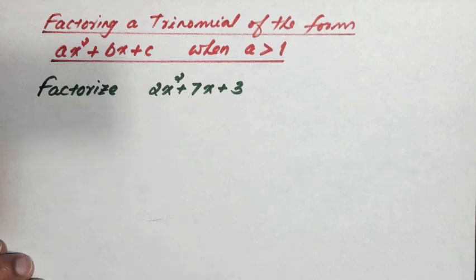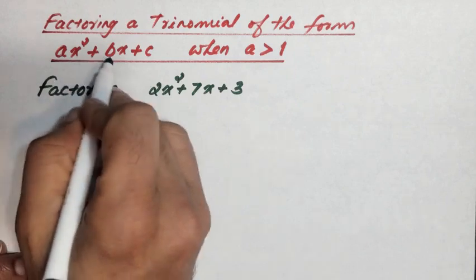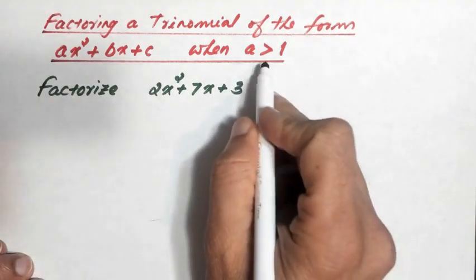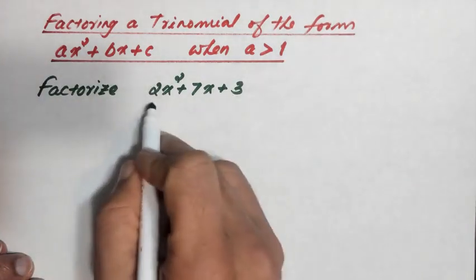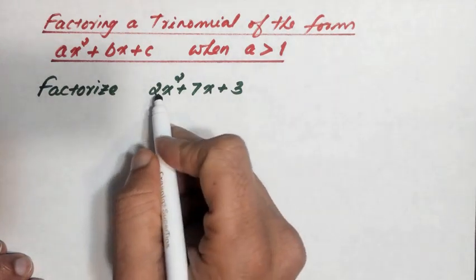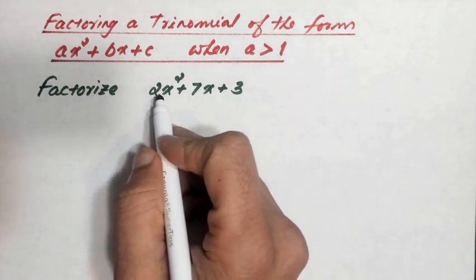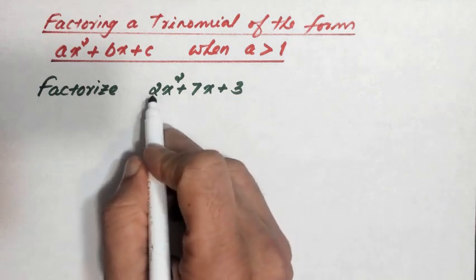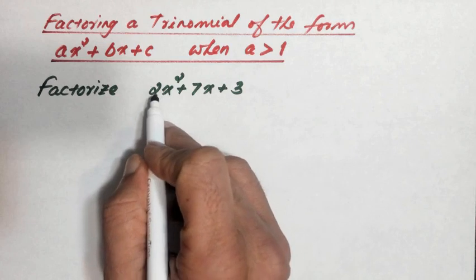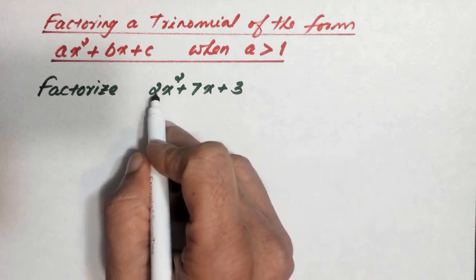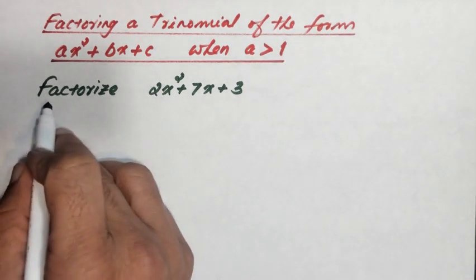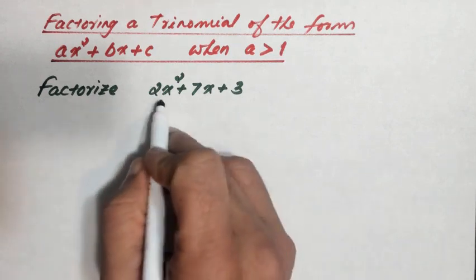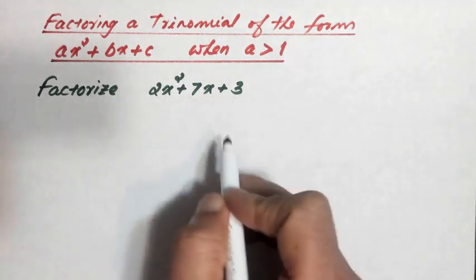Hello viewers, in this video I am going to explain how to factor a trinomial of the form ax squared plus bx plus c when a is greater than 1. It could be anything, for example 2. Like in my previous video, this is the same format. The only difference is that the leading coefficient is not 1, it is something bigger than 1. So let's do this example. Factorize 2x squared plus 7x plus 3.